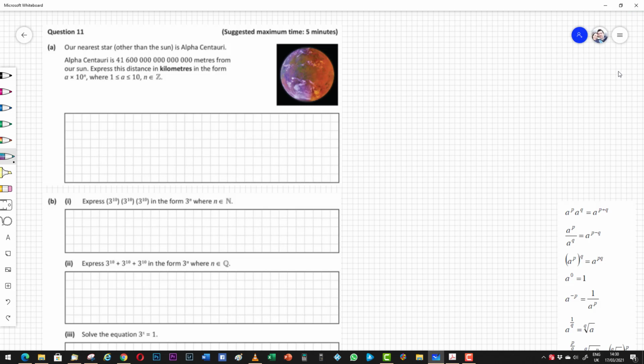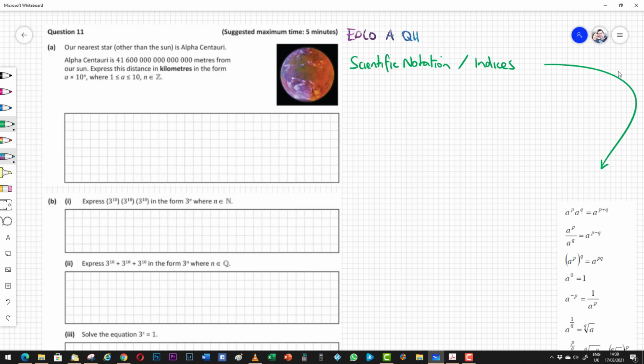Okay, so this is EDCO A and it's question 11, and we're looking at indices. Specifically in the first part we're going to take a look at scientific notation, and we'll do a few examples of that before we answer the actual question given. And then the second part, the B part of the question, is more interested in indices and the rules of indices specifically, which I have typed out and I have here on the right hand side.